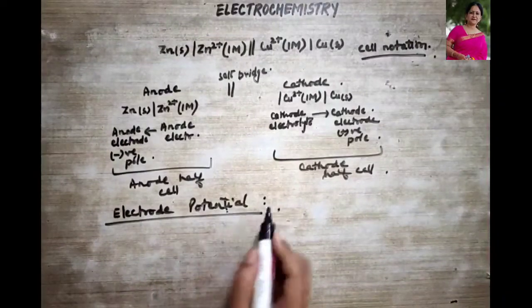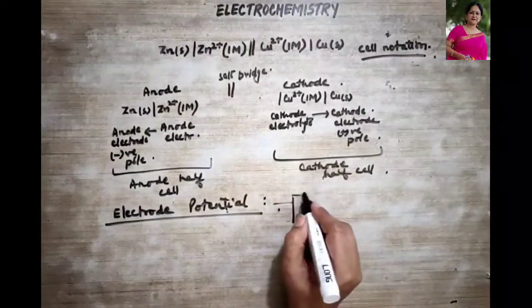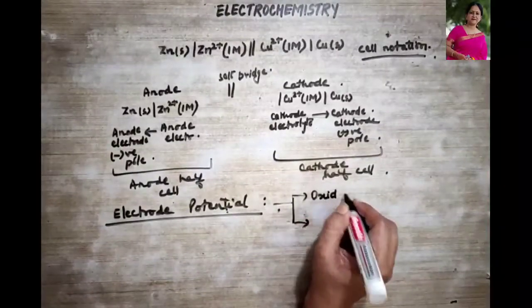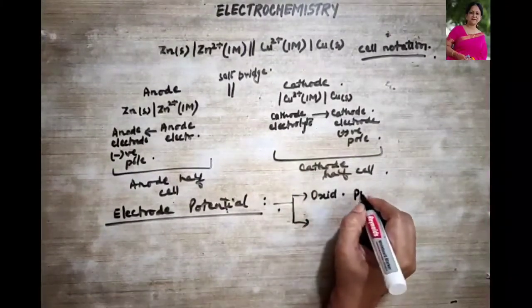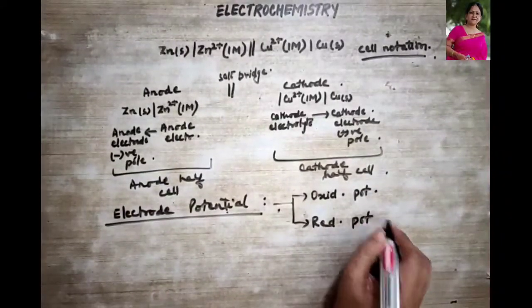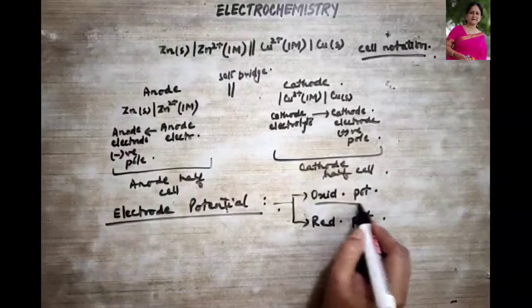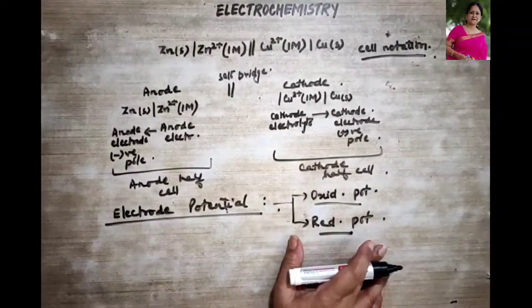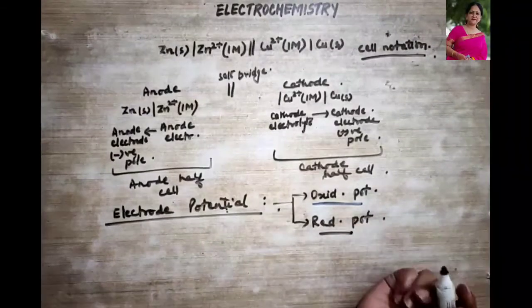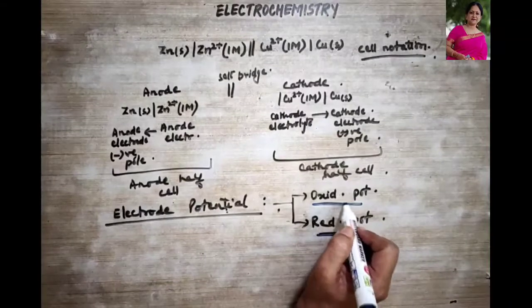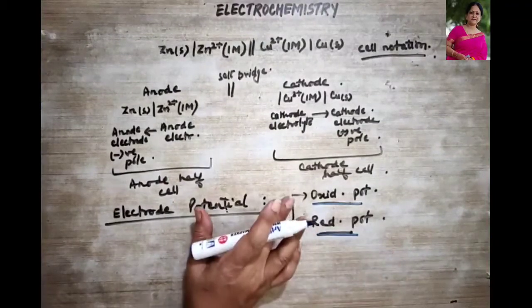This electrode potential is of two types. What are they? One is your oxidation potential and one is your reduction potential, right? So now let us understand what is oxidation potential and reduction potential. So when is it said to be oxidation potential and when is it said to be reduction potential? Let us understand first what is oxidation potential.